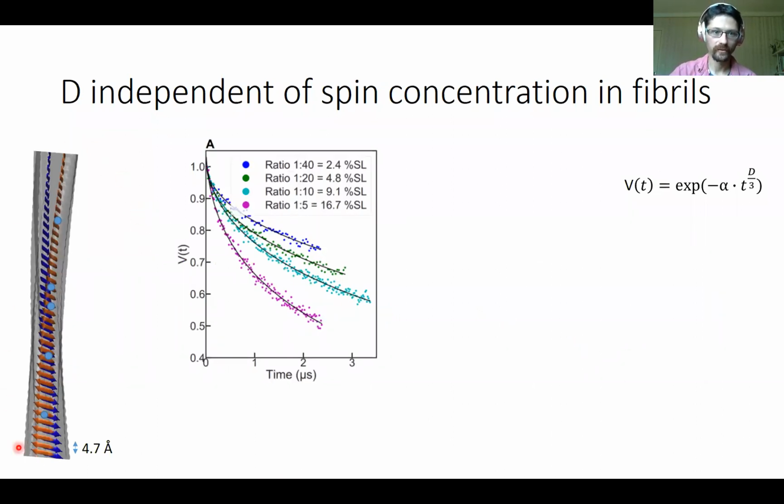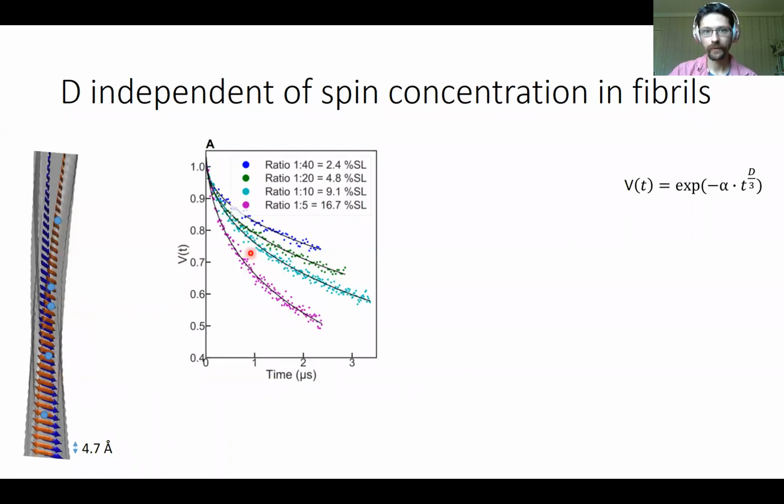So my object of interest. So here we have the fibers, and what we do to prepare those is we mix, as I said, a small amount of labeled protein and unlabeled protein, and then we trigger aggregation so that hopefully the spins are randomly distributed here, like this.